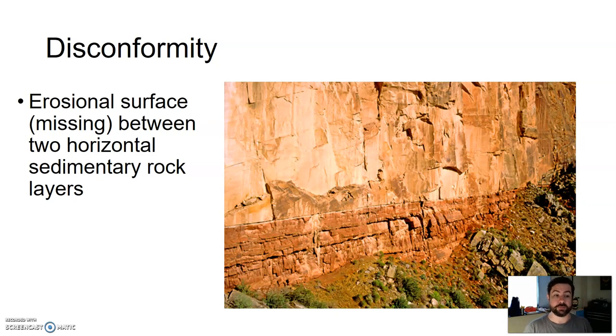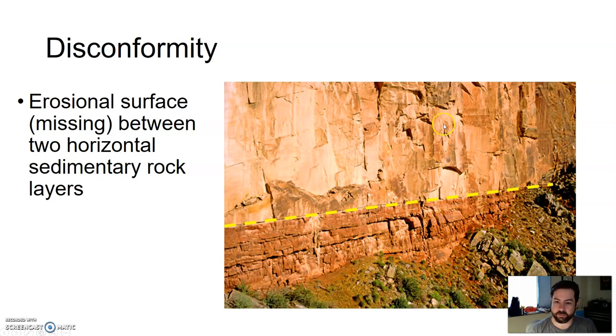There's an erosional surface between two horizontal sedimentary rock layers. So I have a sedimentary rock layer here, another one down here. They're most likely both sandstone, but you can tell one's a little bit different color. So these are two different types of rocks. But between those two would be a disconformity.